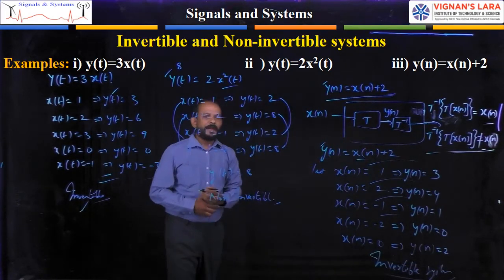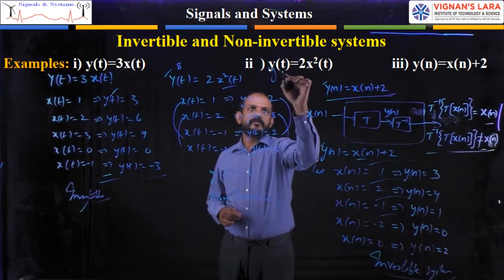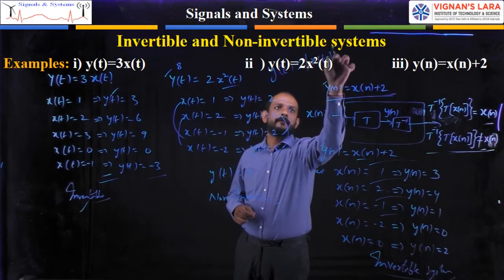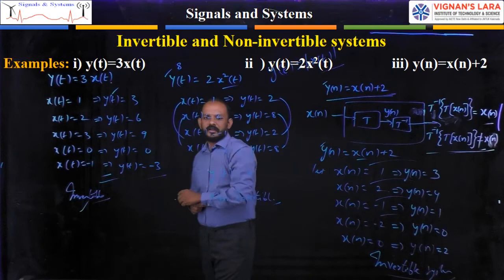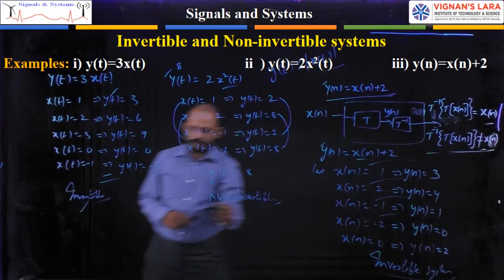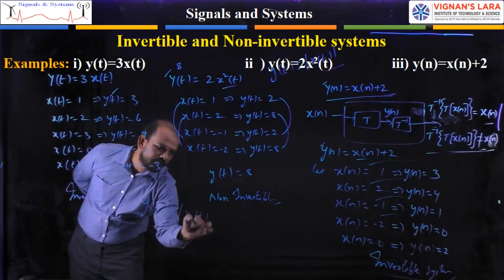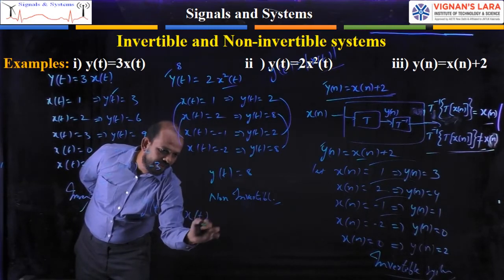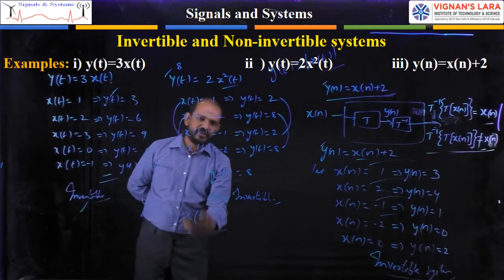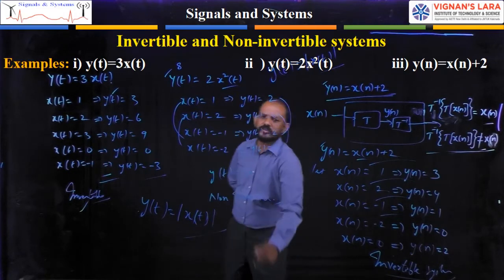So for your practice, I can give one more example. Simply, y of t or y of n, you can write equal to mod of x of t. So my example is y of t. Here I am writing: consider y of t equal to mod of x of t. Say whether this is invertible or non-invertible. Seeing it, I can say this is non-invertible. There is no need to do everything.